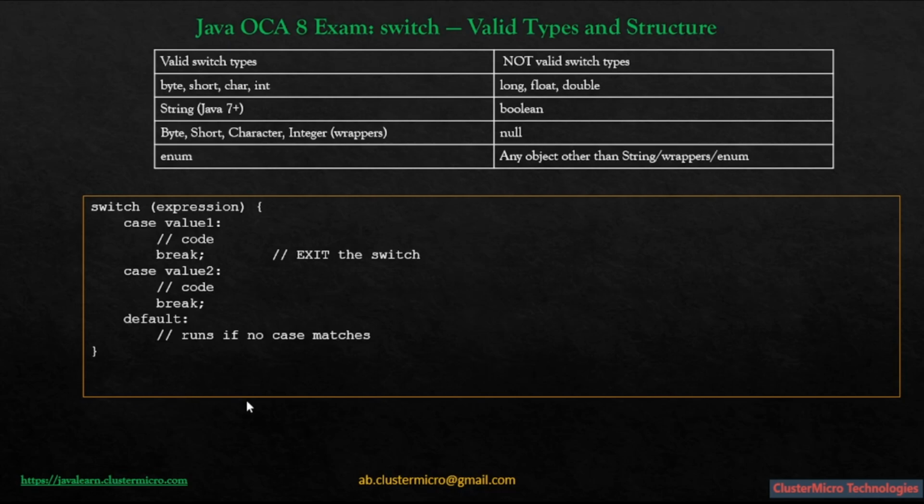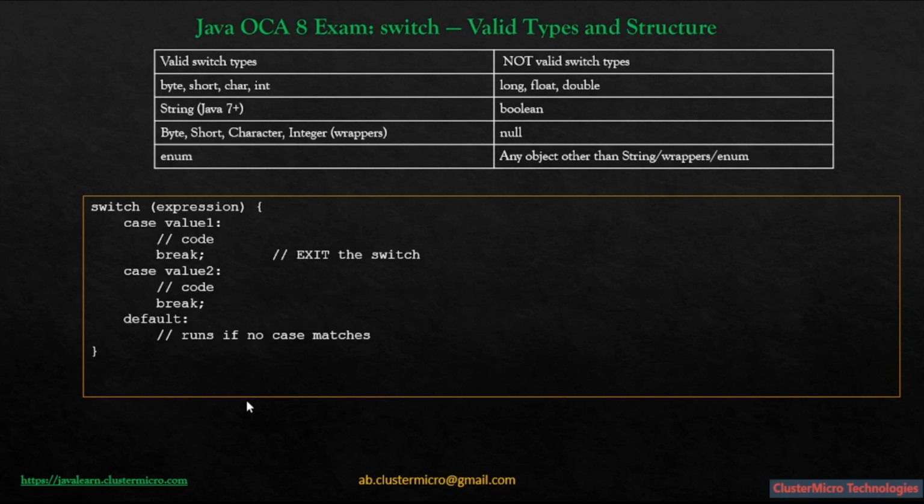Valid case labels include integer literals such as case 5, character literals such as case within quotes 'A', and string literals such as case within quotes "hello". You can also use final variables, provided they are initialized with a literal value at the time of declaration. A regular variable cannot be used as a case label. For example, writing int x = 5 followed by case x will cause a compile time error.